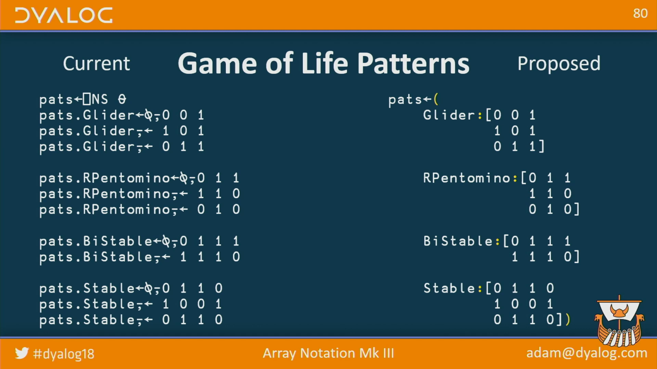Here is what you would do if you want to build up a library of binary matrices with names. So currently you have to repeat all these declarations over and over and over again. It gets a lot of noise. Whereas with the notation, you're able to just write literally what it is you want.